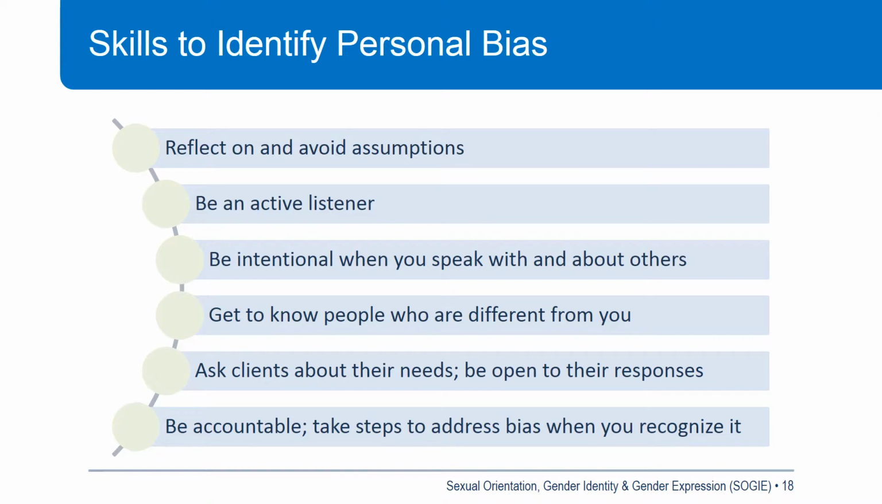Now that we know we have unconscious bias, those mental shortcuts that we all use, the question is, how can we identify those biases if we don't know that we have them? Some of the skills we can use: we can reflect on what we hear and who we see and avoid making assumptions about them. Be an active listener, learn about people, be intentional when you speak with and about others, and get to know people who are different from you. Ask clients about their needs, be open to their responses, even if they tell you something you have not heard before. Be accountable, take steps to address bias when you recognize it. Today, some of you maybe are having your bias challenged, and it's okay to feel uncomfortable, but it's important to work through it.